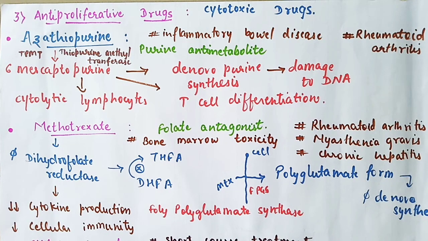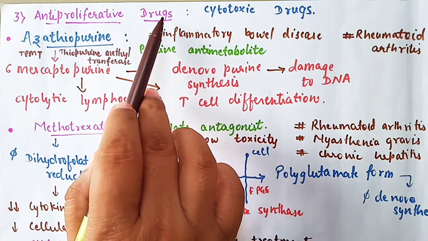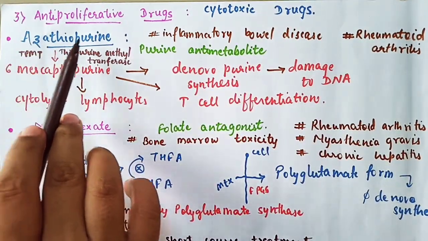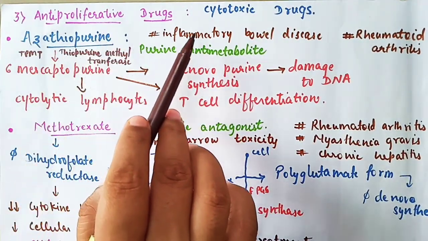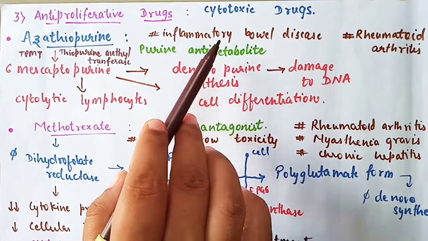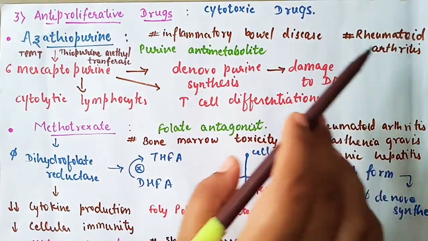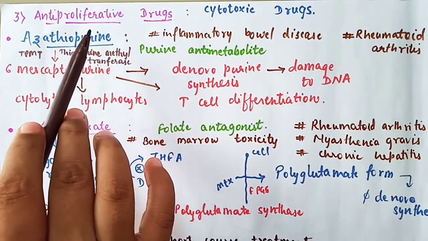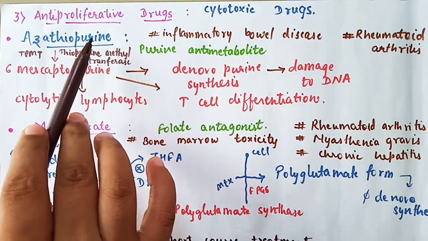So the next category is anti-proliferative drugs, that is, cytotoxic drugs. The first one is azathioprine. It is used in inflammatory bowel disease and rheumatoid arthritis. So they are widely used in these two diseases, as well as being good immunosuppressants. So let's see how they act.